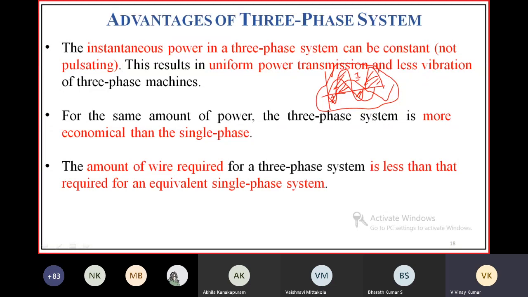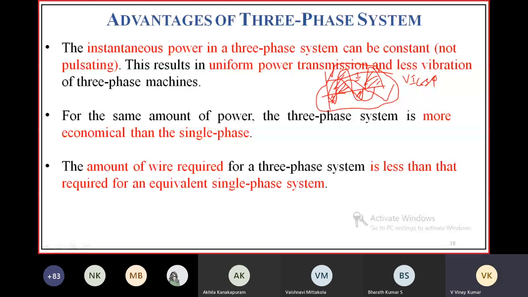We take the average value. Average value, average power PA, is constant. So in case of single phase system, the instantaneous power cannot be constant. It is pulsating, whereas in case of three phase system, it is almost constant, not pulsating. This results in uniform power transmission and less vibration of three phase machine.